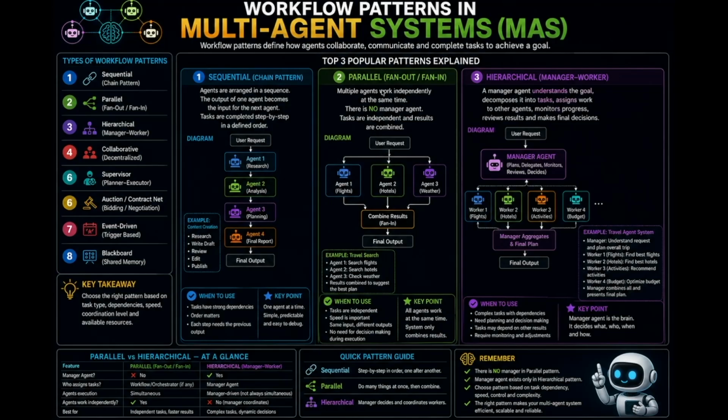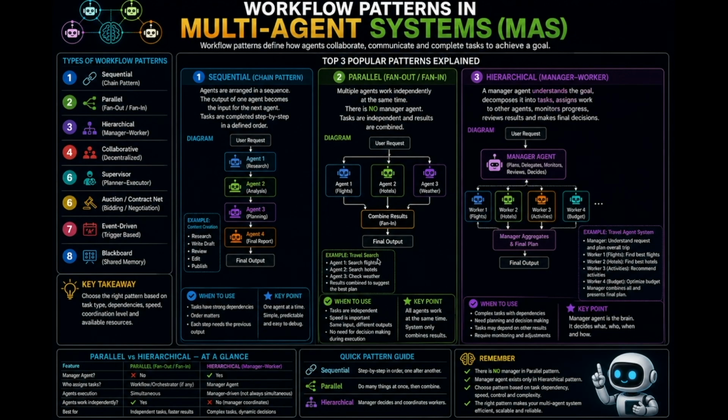Second thing is parallel. Multiple agents work independently at the same time. Tasks are independent and results are combined. For example, the user sends a request and there are multiple agents tagged to this particular system. All these agents will trigger execution at the same time.